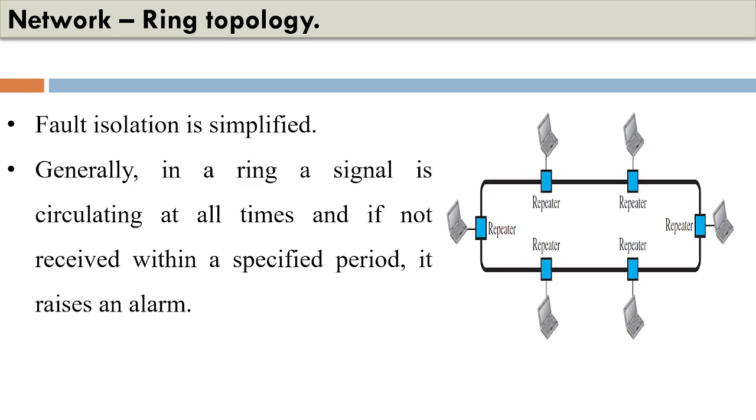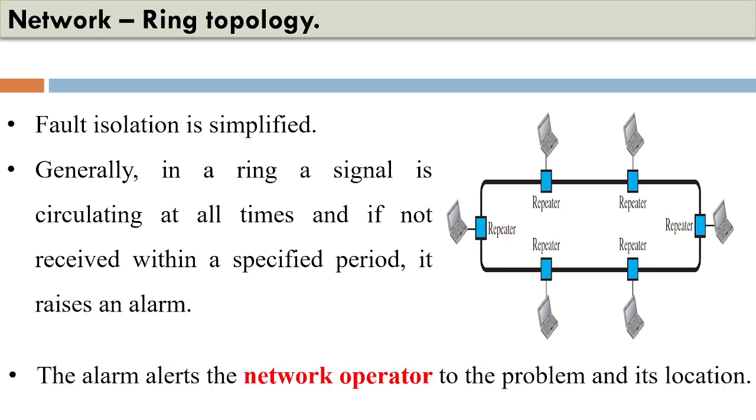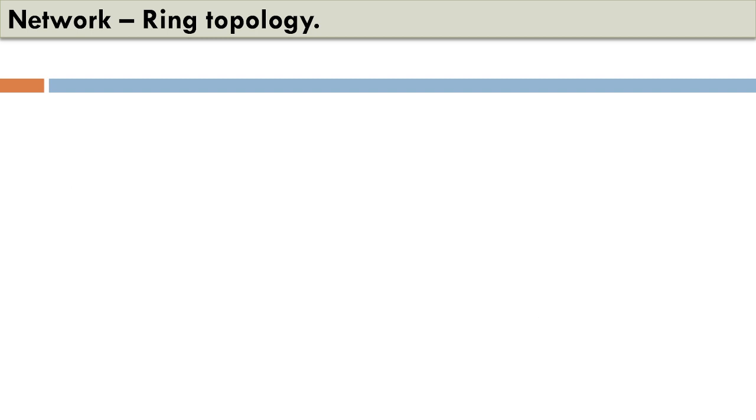Now, fault isolation is pretty simple in this case. In this ring, a signal is circulated all the time, and if it is not received in a particular period of time, then the system raises an alarm, and the alarm alerts the network operators to the problem and also to the particular location where the problem has actually occurred.